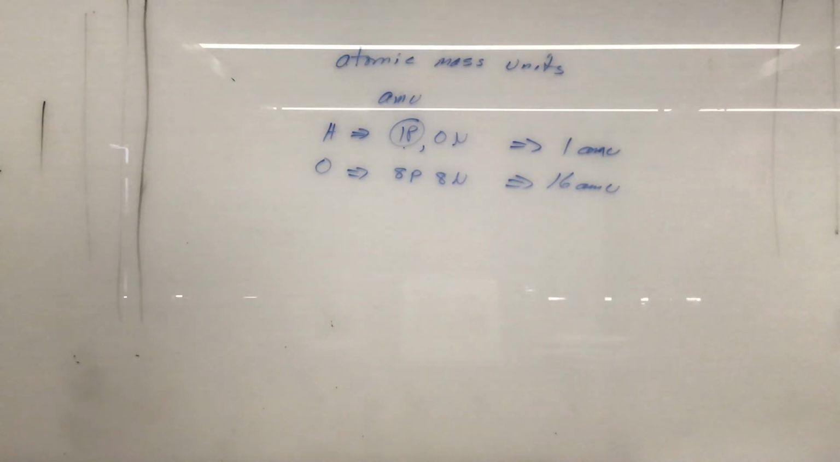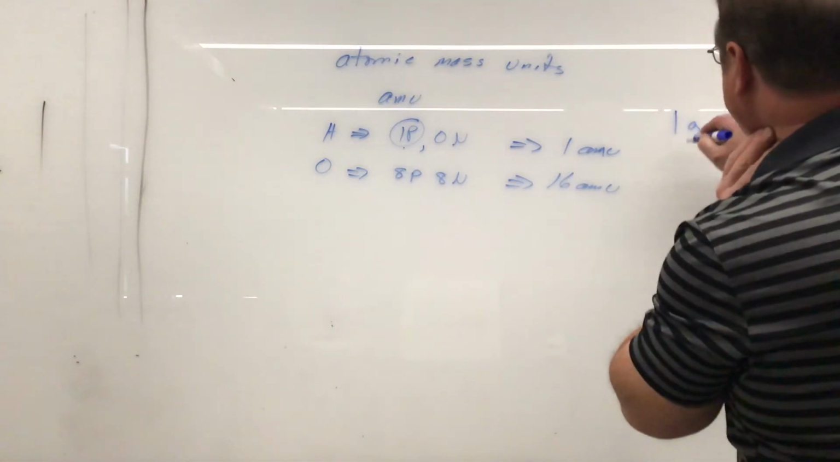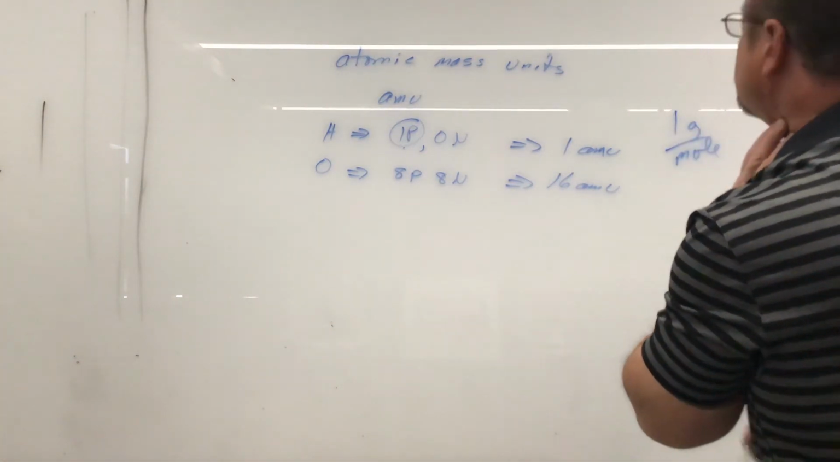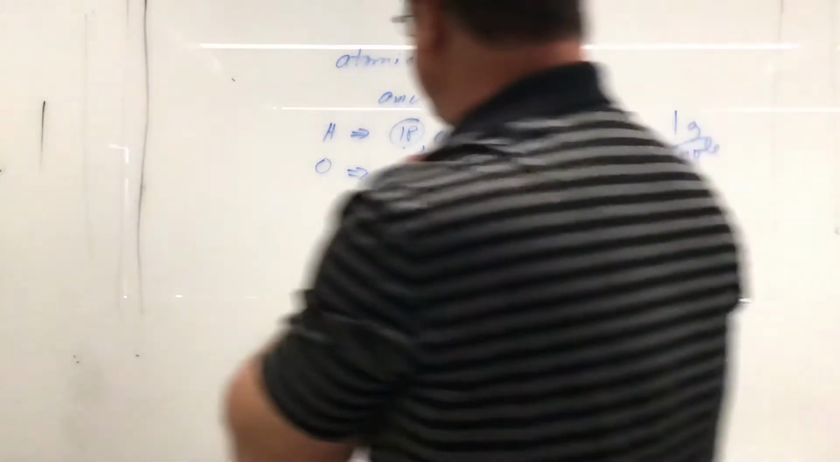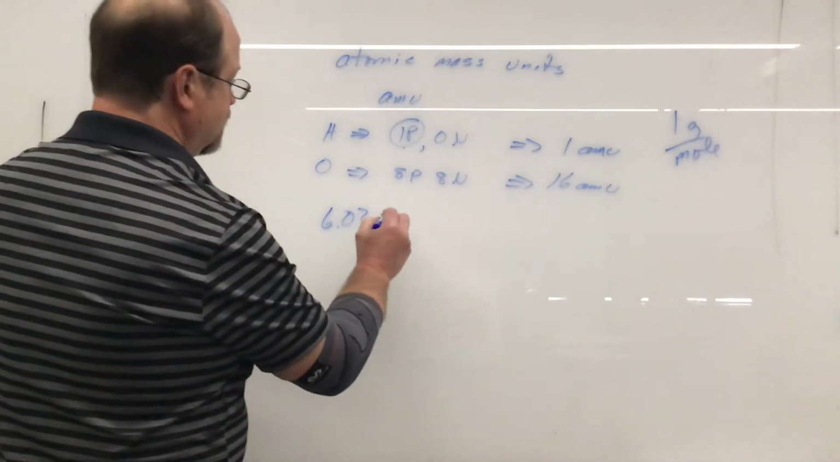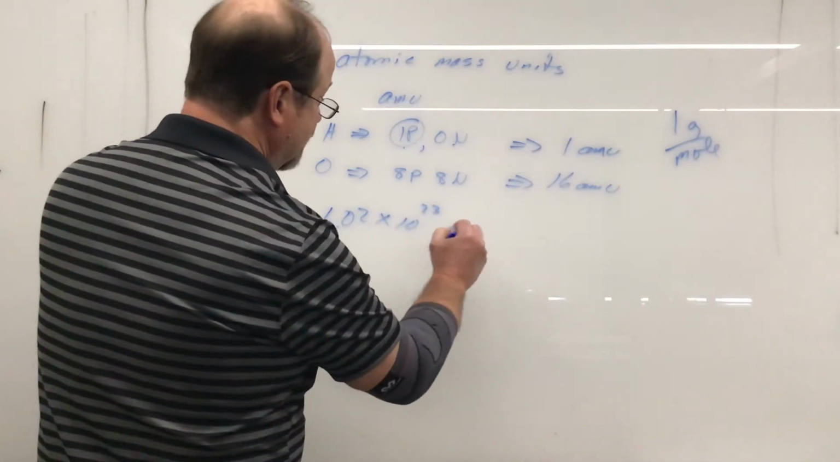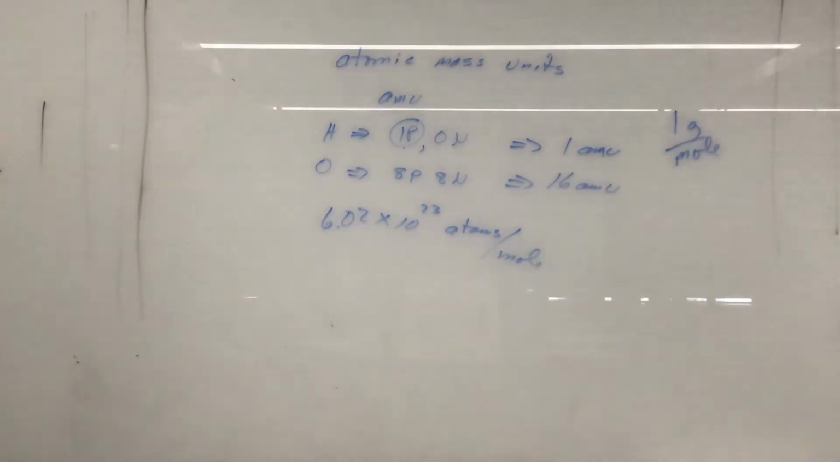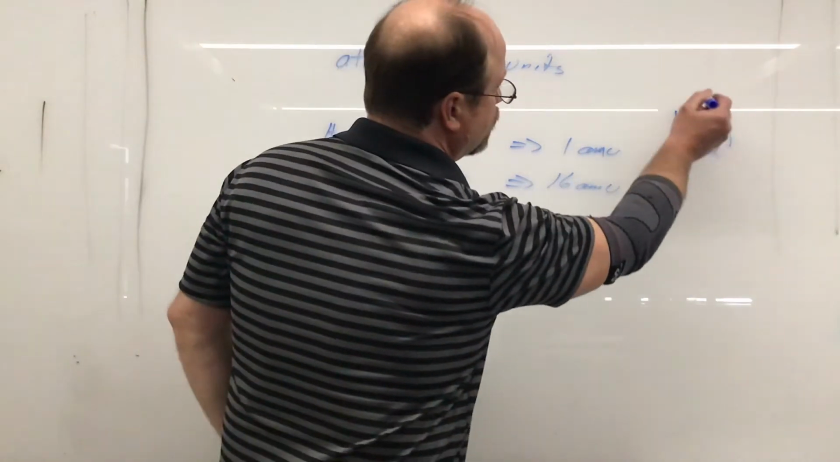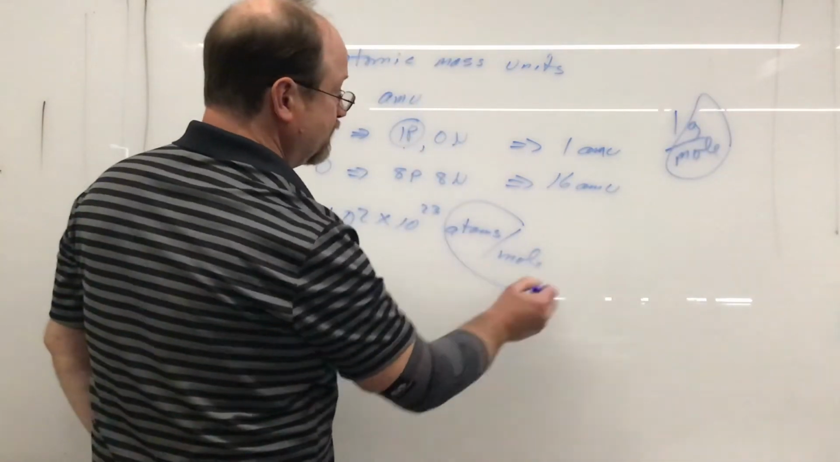This is the mass per mole. Okay, so for instance, I would say this is 1 gram per mole. Okay, there's 1 gram per mole, and we know that there's 6.02 times 10 to the 23rd atoms per mole. And if I want to figure out basically the mass of a hydrogen atom, I look at this and I say, well, here I have units of grams per mole, here I have units of atoms per mole.